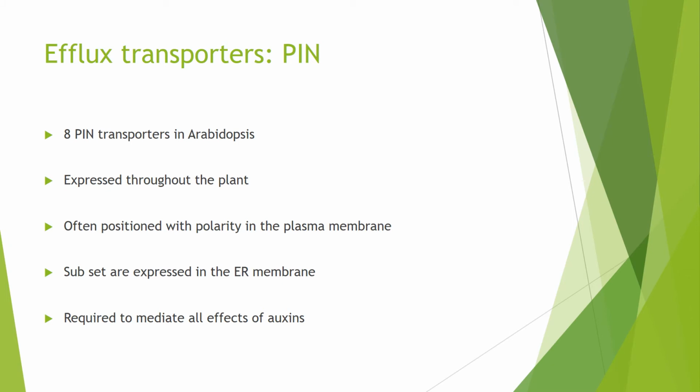Focusing now on the more characterised PIN efflux transporters, these can often be used to build auxin maxima, which can be used as a developmental trigger, for example, in specifying sepals. There are 8 PIN transporters in Arabidopsis. They are expressed throughout the plant. They're often positioned with polarity in the cell membrane, which means that they can mediate specific directional transport of auxins out of the cell. They can be found in the plasma membrane and in the ER membrane, and are actually required to mediate all effects of auxins. Each subtype has specific effects often associated with it, for example, PIN1 in organogenesis versus PIN2 for tropisms.